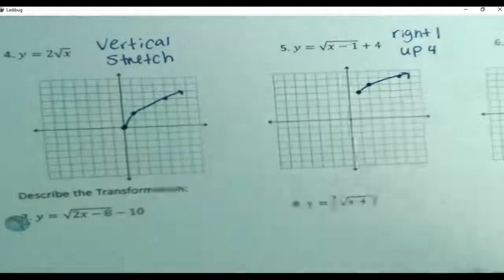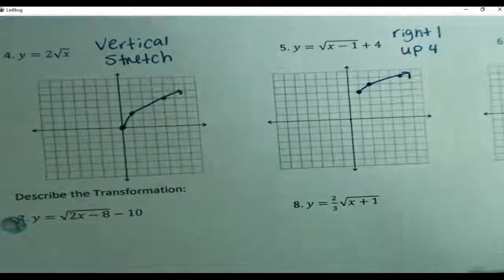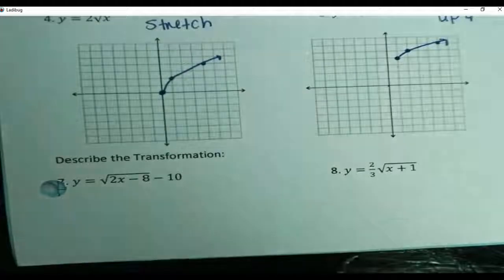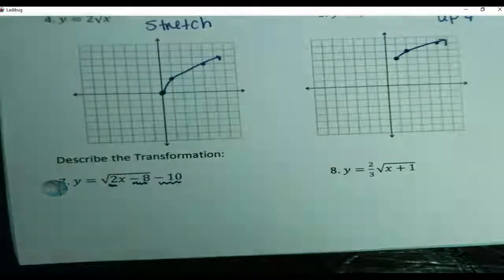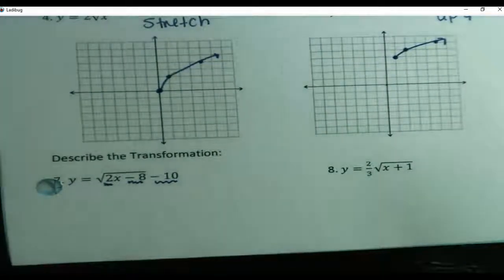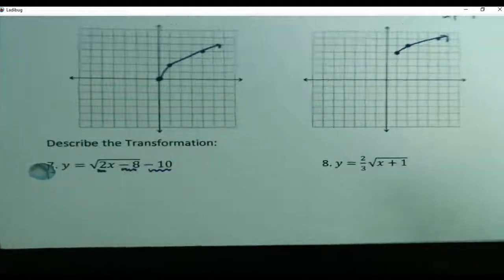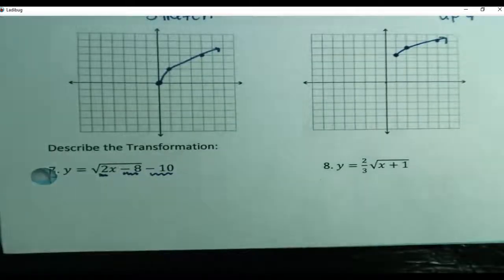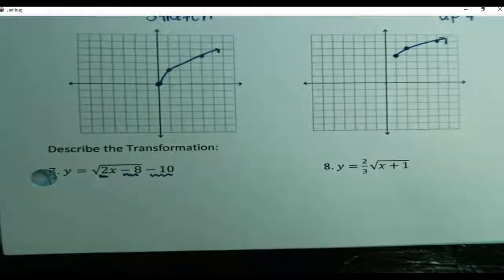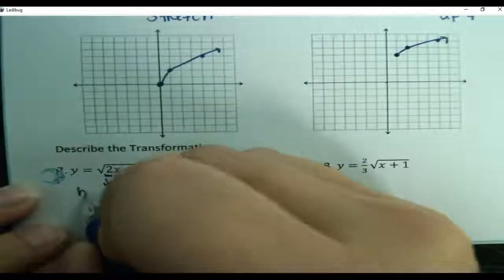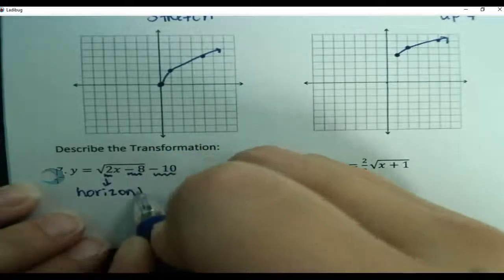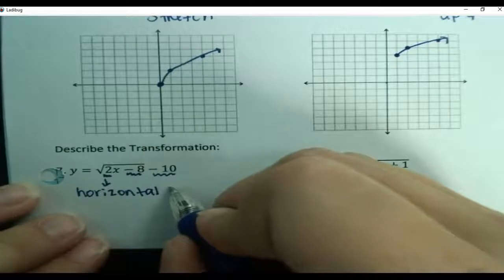Okay, so then the last thing we're going to do is we're not going to graph these, we're just going to describe what's happening. So if we look at number 7, we have 3 things going on. We have this 2 out front, we got this -8, and we have this -10 on the outside. So if I have a 2 on the inside that's being multiplied, is that a horizontal shrink or horizontal stretch? Shrink. Good, because 2 is greater than 1. So that 2 gives us a horizontal shrink.